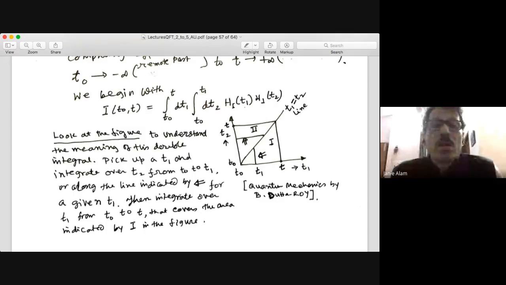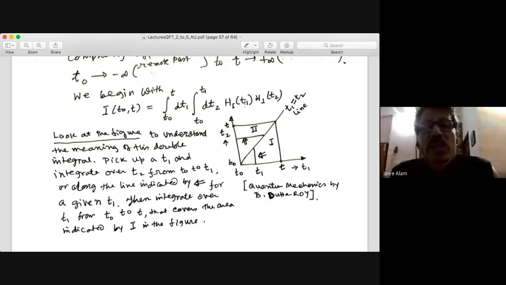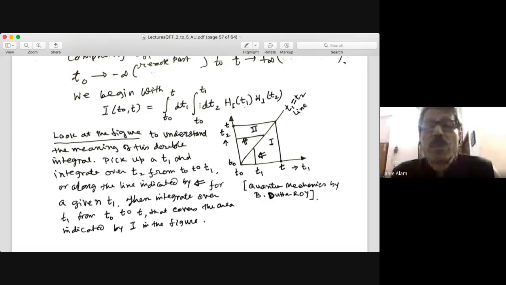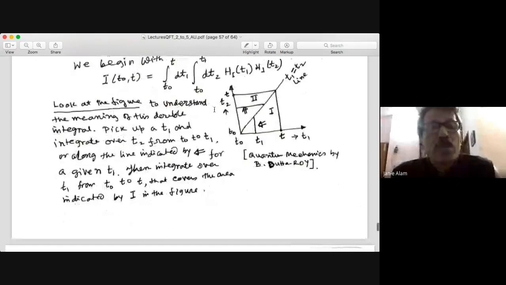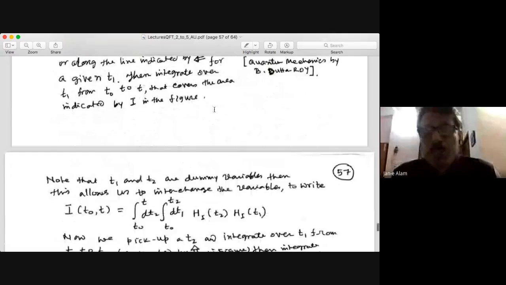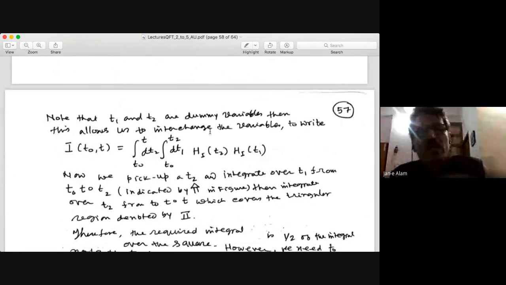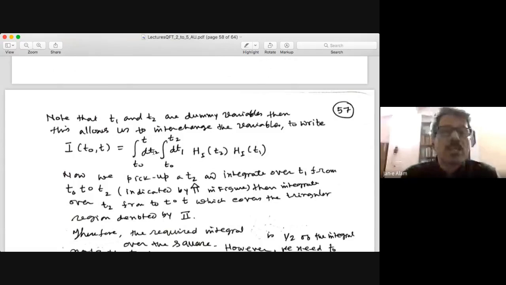Now, this particular integration, again, this T1 and T2, they are dummy integrations. So I can just interchange T1 and T2. So this will become T2, this will become T1, this will become T2, this will be T1. If I do that, because that is perfectly allowed, because there's a dummy variable, I can always change that. After I do the integrations, there will be no sign of that T2 and T1, because everything will come as a function of T0 and T.